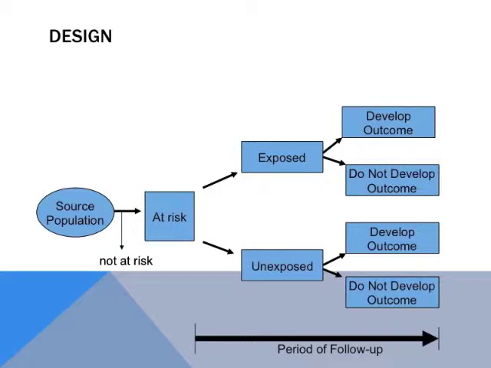In a cohort study, the investigator defines the source population of interest and selects a group of exposed and unexposed individuals from amongst those at risk of the outcome. These individuals are followed over time and the incidence of the outcome, death, disease or other, in the two groups is compared. If a positive association exists between exposure and outcome, we would expect the incidence to be higher in the exposed compared to the unexposed.